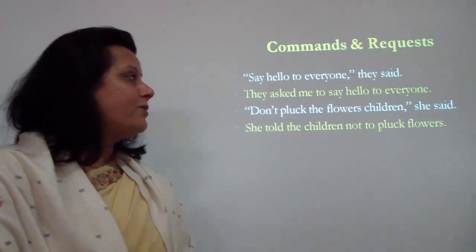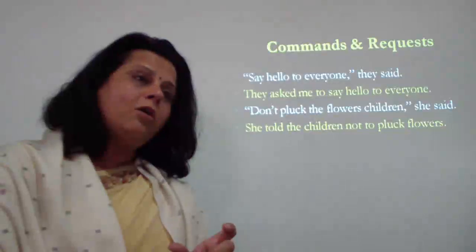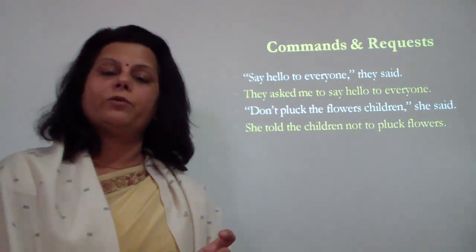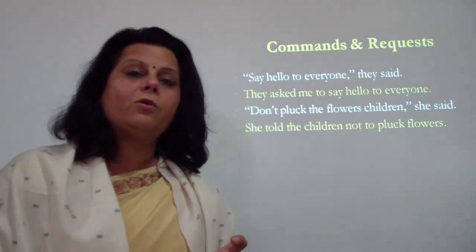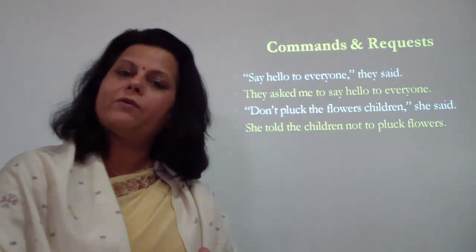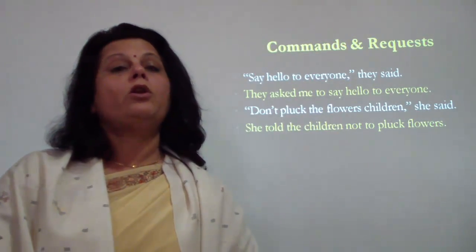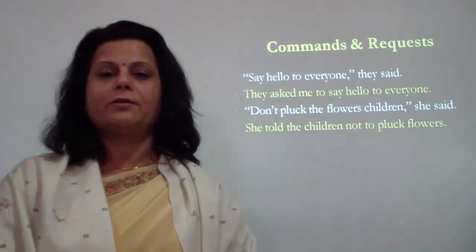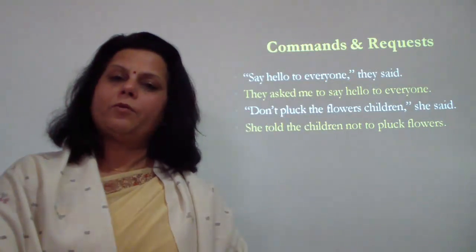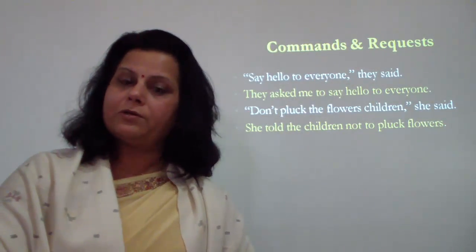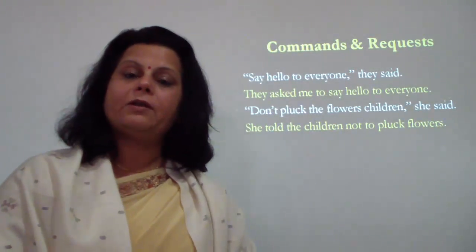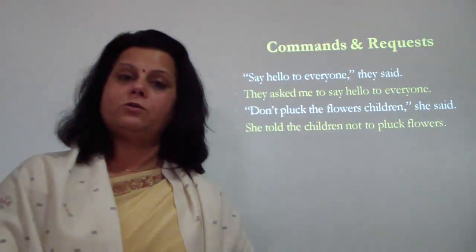Now, don't pluck the flowers, children, she said. Again, this is more of an order. So she told the children. What did she tell the children? Now here the word is don't. So when we have the negative ones, how do we report them? She told the children not to pluck the flowers. Very simple. Reporting of this kind is very simple. We put the word to and then repeat the rest of it. Wherever we have the negative part, then we put not to do this, not to do that.